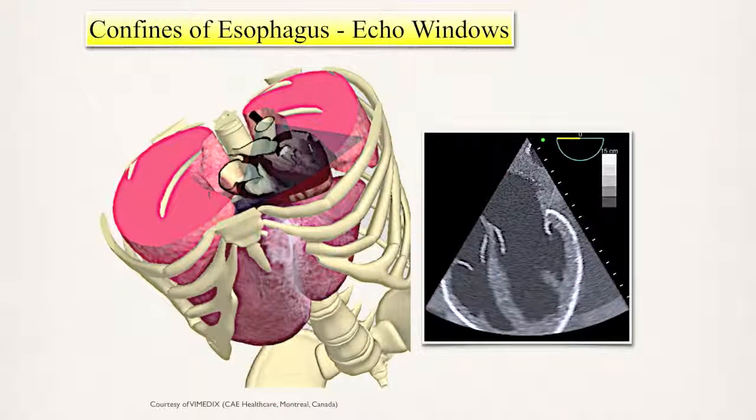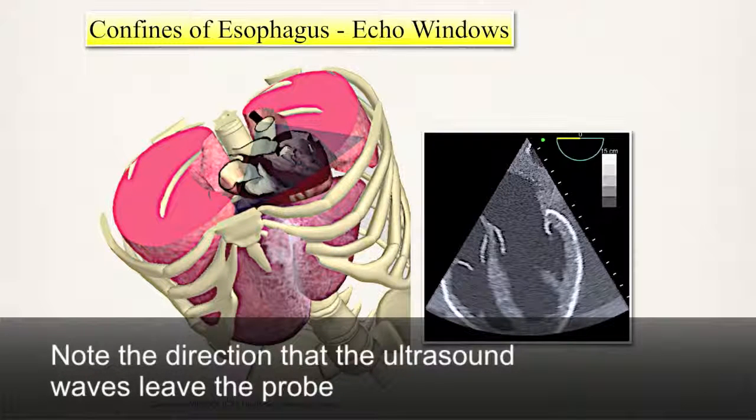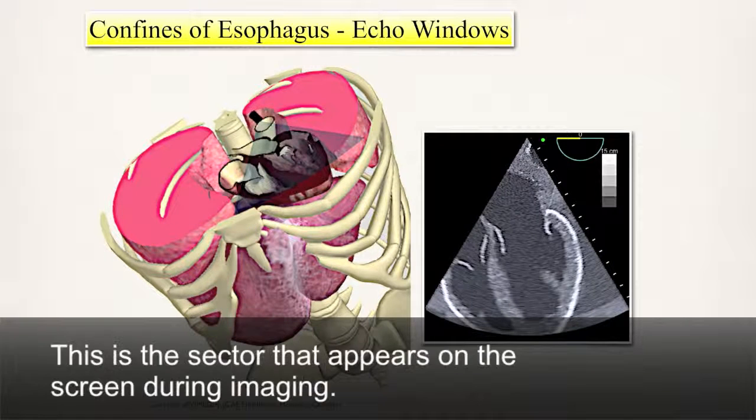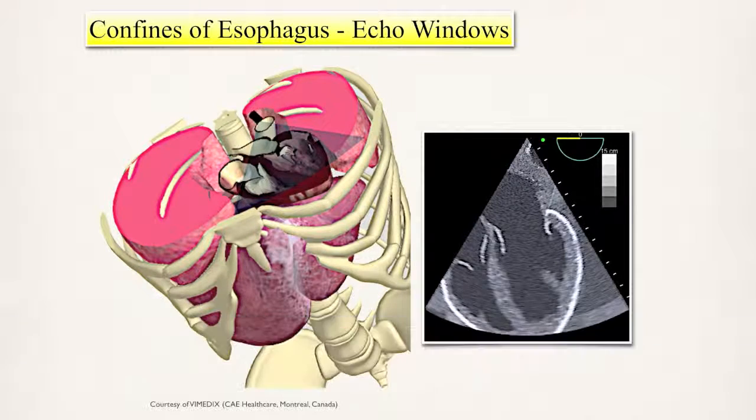The standard four-chamber view is seen here with the probe orientation in the mid-esophagus. Note the direction that the ultrasound waves leave the probe and pass through the heart. This is the sector that appears on the screen during imaging.